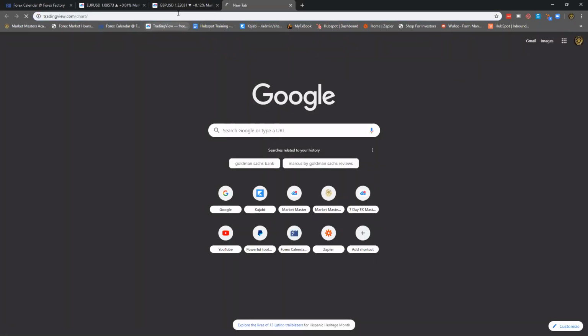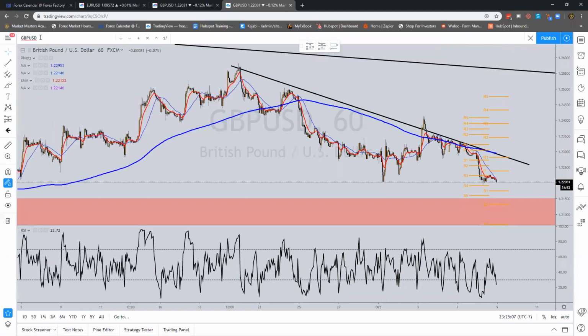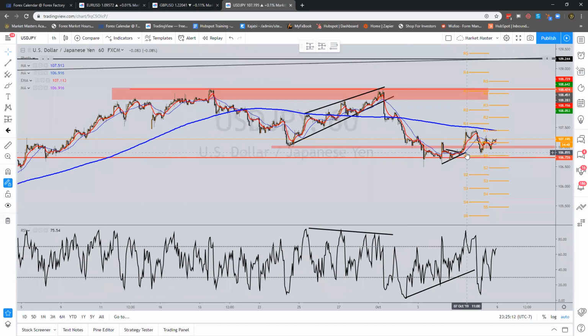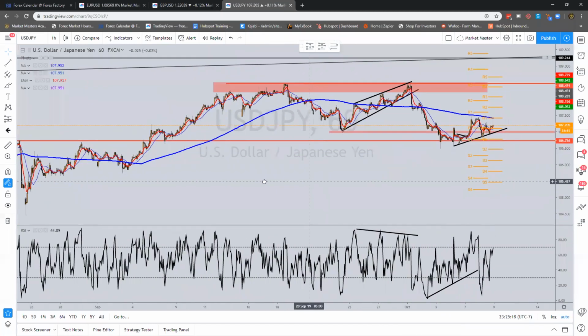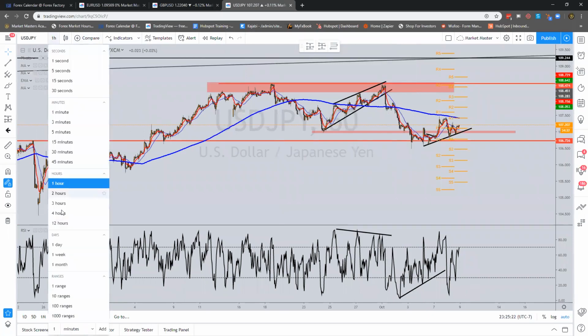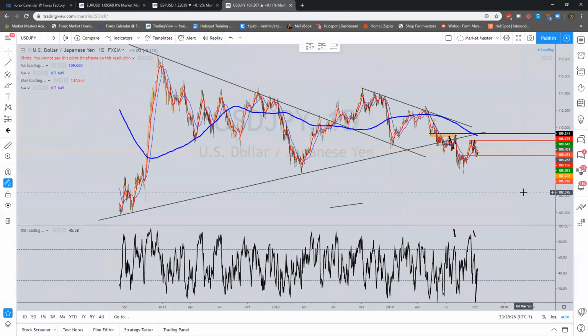So let's look at another one, USD JPY, which should be one of the opposites that I was talking about. I got in on a sell up here while this is going down. Let me do top-down analysis.